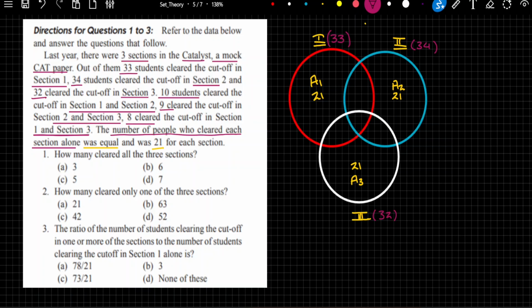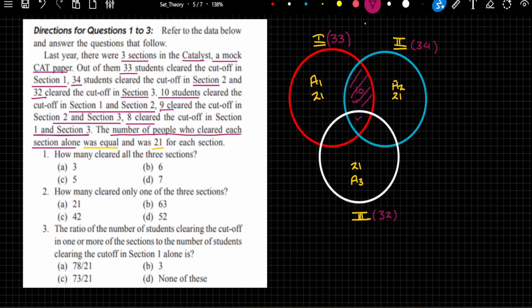10 students cleared the cutoff in section 1 and 2. Now guys, before you use this data, you have to be very clear about what the data is about. What is 10 representing here? 10 is representing the number of students who have cleared the cutoff in section 1 and 2. They haven't mentioned only. So you cannot say that this 10 is the value of only this region. No. This 10 is the value of these two regions combined.